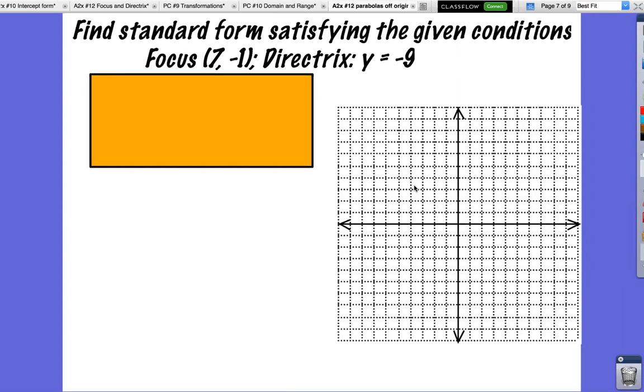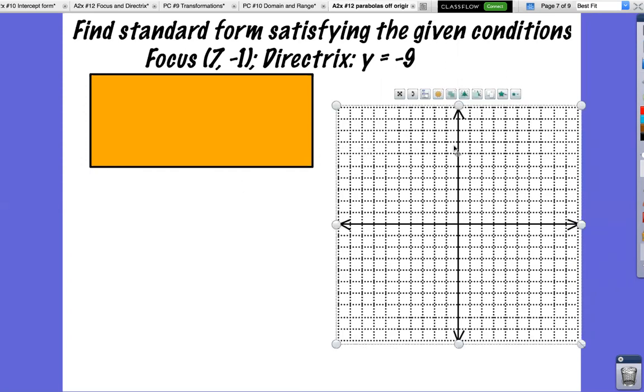Before you guys even finish, can somebody tell me, is this going to be an x equals equation or y equals equation? How in the world do you know? A y, because the directrix is y equals -9. Yeah, so if I give you the equation of the directrix, then we already know it. It's going to be x equals or y equals because it says right there. So this has to be a y equals equation.